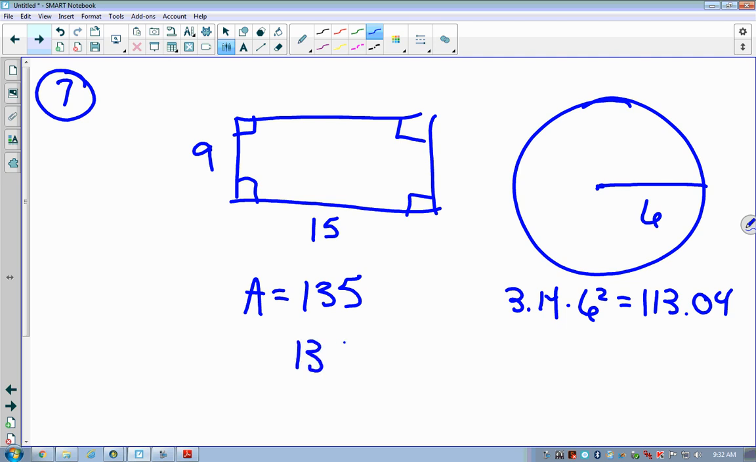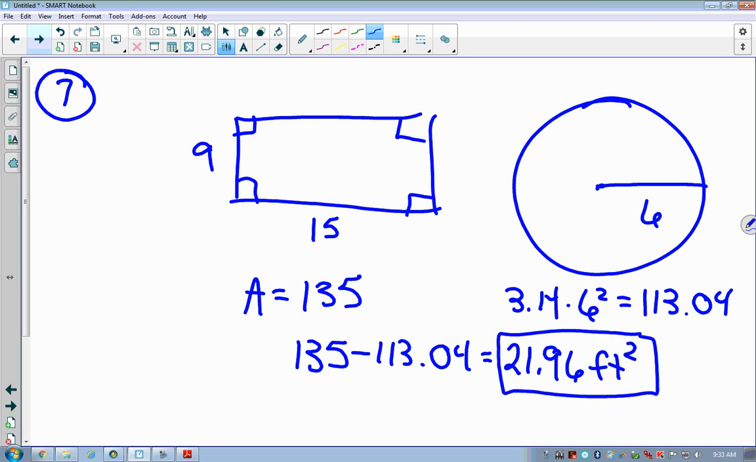Subtract. So 135 minus 113.04. What's your answer come out to? 21.96. It doesn't say what the unit needs to be, so we're going to say 21.96, and these are both in feet. So it's 21.96 feet squared larger than the circle. Okay, can we do that? It gave you the formulas for everything. All you had to do is calculate and subtract.